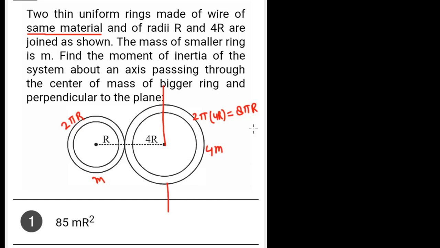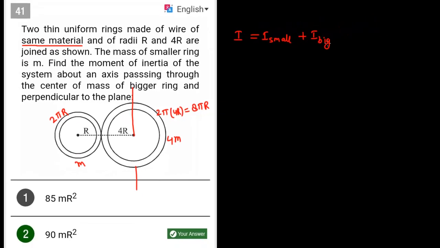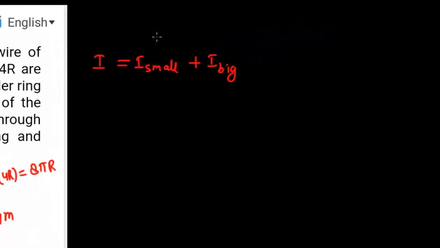So we can write I equal to I small ring plus I big. Now I want you to remember that the moment of inertia of a ring about its center of mass, suppose this is the ring and this is the axis about which the moment of inertia is to be calculated, is I equal to m r square. This is the formula that we are going to use in this question.